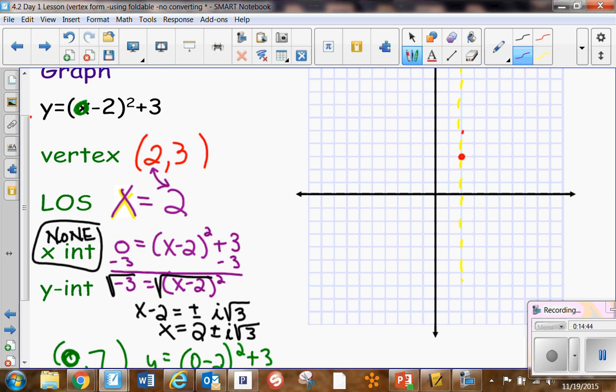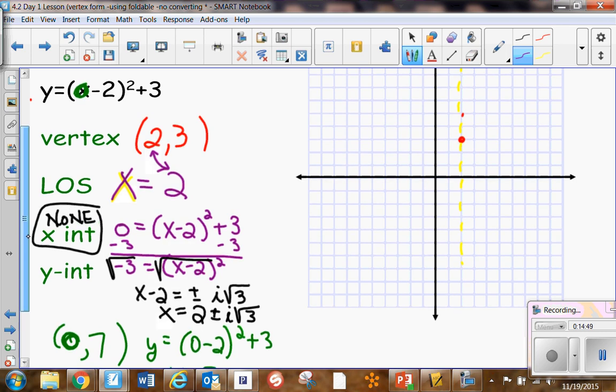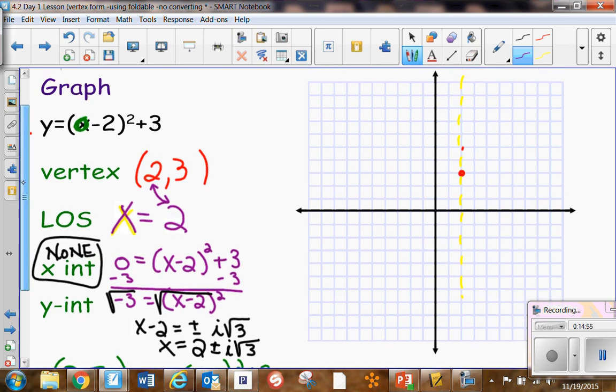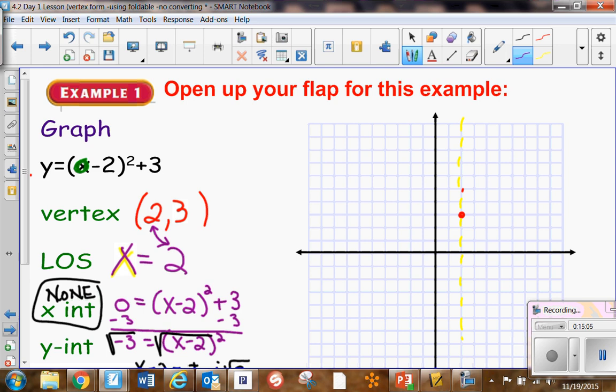Yes? Why is the vertex 2 and not negative 2? It's always the opposite of your h, exactly your k, which is why on your charts a while ago I had you write opposite right here. h is the opposite of what it is in the problem. Okay? Yep.